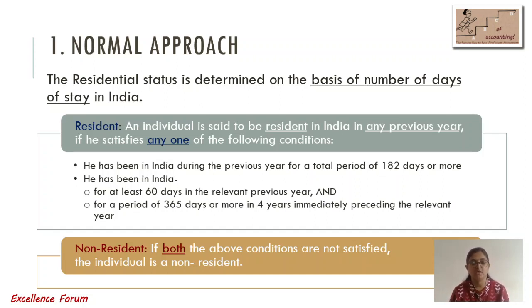So what are the conditions? If he has been in India during the previous year for a total period of 182 days or more, or, here is a or, he has been in India for at least 60 days in the relevant previous year and for a period of 365 days or more in 4 years immediately preceding the relevant year. If any one of these conditions is satisfied, he is considered to be a resident of India. And if both these conditions are not satisfied, then an individual is a non-resident in India.